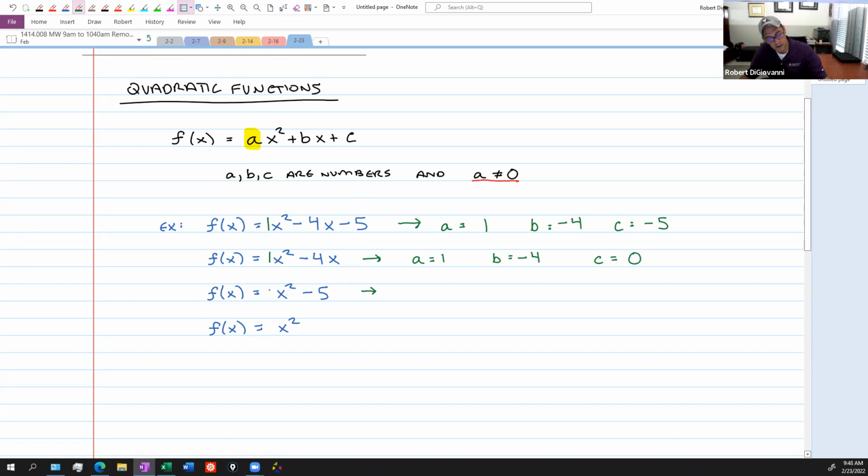On the next one, the number in front of x squared is 1, so a is 1. B here is what? B is the number in front of x, so b is 0. We don't have an x, there's no x term here. And then c here would be -5. And on the last one, a is 1, that's the number in front of x squared. And then we don't have an x term and we don't have a constant by itself, so both b and c would be 0.